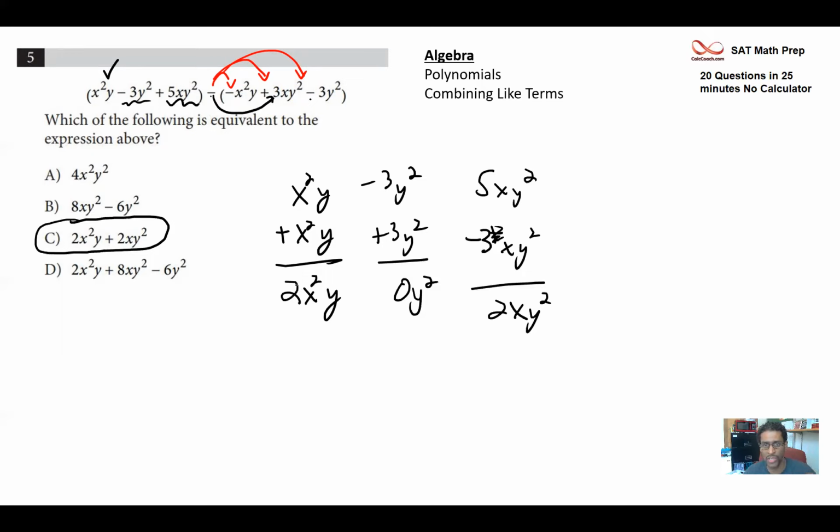Okay, 5 questions. Try to get them done under a minute if you can, especially these first ones. They progress and get harder as you go. Okay, all right, great.